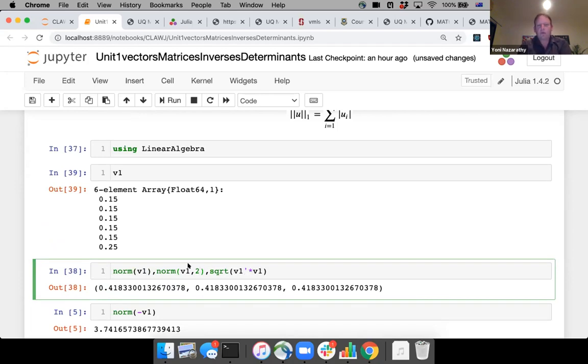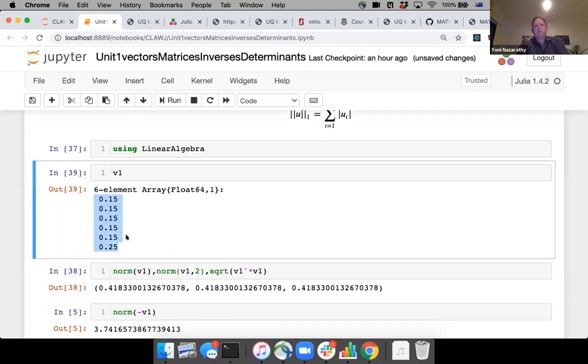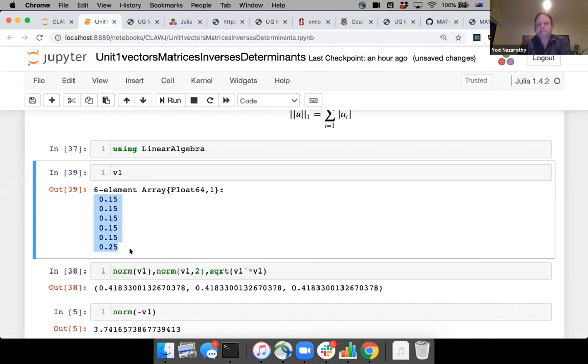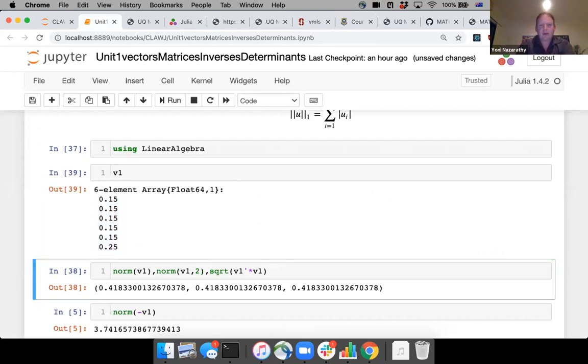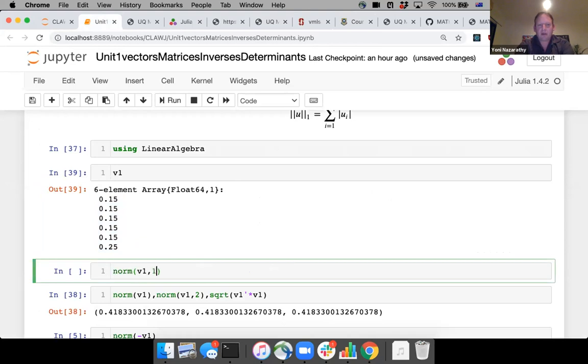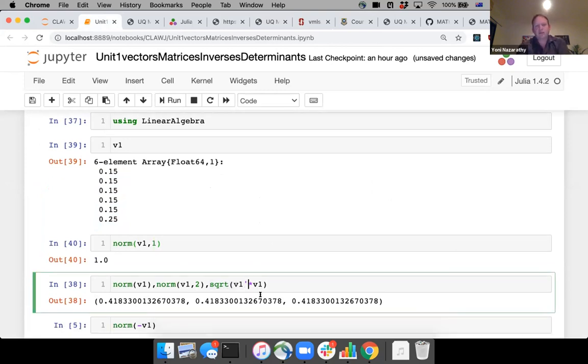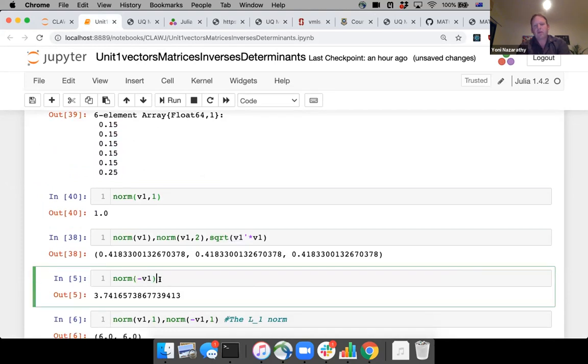And what's going to be the L1 norm of this V1? Remember what context this V1 came from. This V1 was these guys. What's the L1 norm of these? 1, because it's 100%, right? So I can do norm V1, 1. Or I can do the square root of the inner product of V1 times V1, that's it.